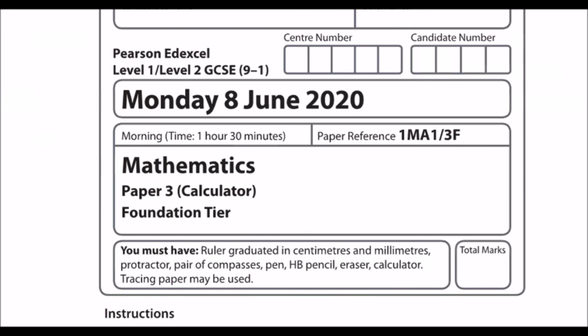This is the foundation paper 3 calculator paper from 2020. So sat in November 2020, but originally it was supposed to take place in June 2020.